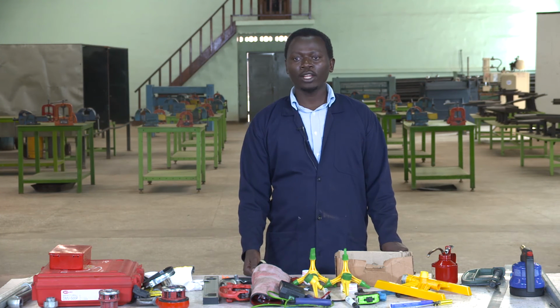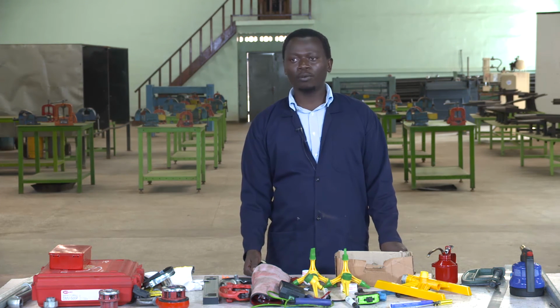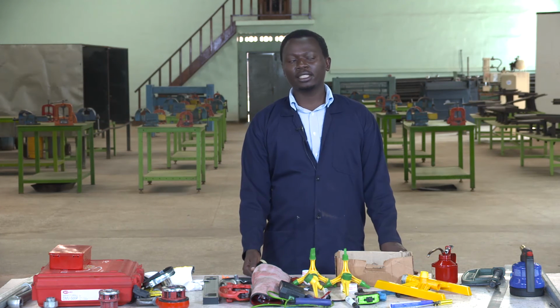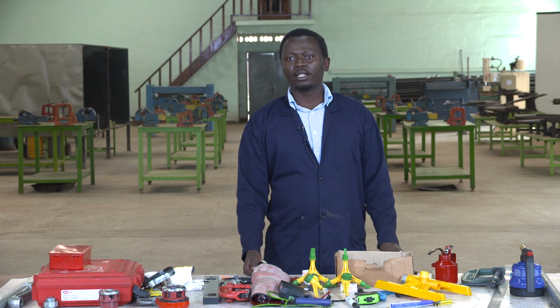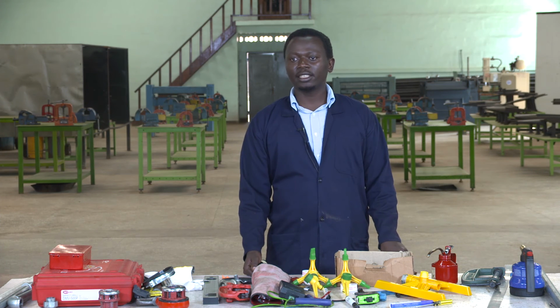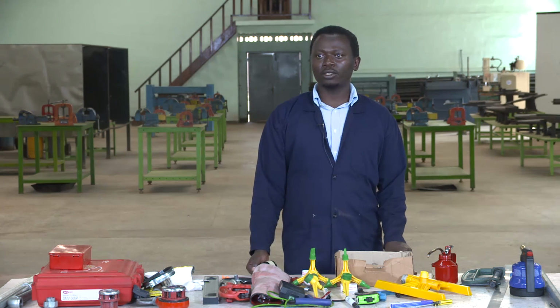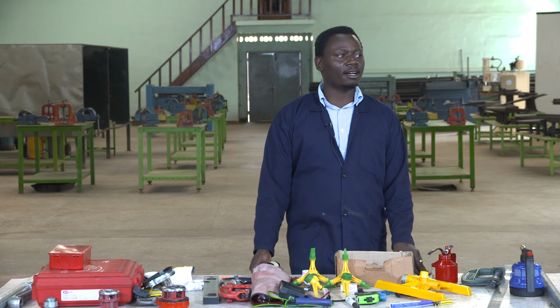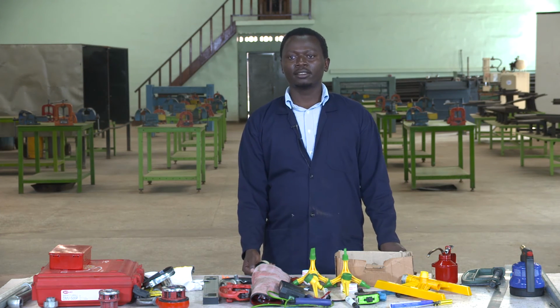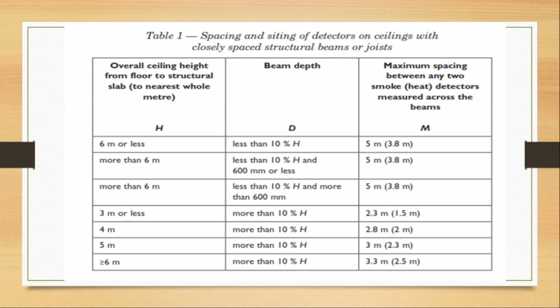sprinkler heads. And also, if you have 3 meters or less of height from the floor up to the ceiling, you will take a spacing between 2 sprinkler heads of 2.3 meters or 1.3 meters. For 4 meters, this corresponds to 2.8 meters or 2 meters of spacing between those two sprinkler heads. If you have 5 meters of height, this corresponds to 3 meters or 2.3 meters of spacing. And if you have greater than 6 meters, you take a spacing of 3.3 meters or 2.5 meters.